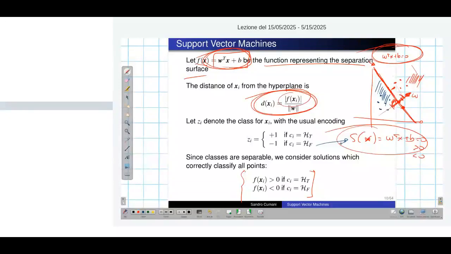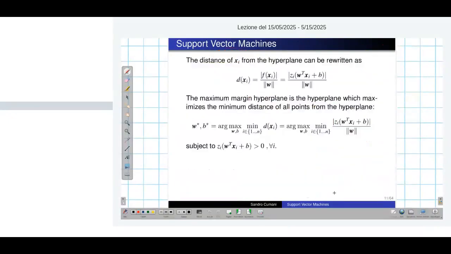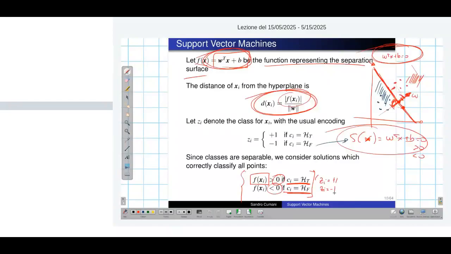So if a hyperplane correctly classifies all samples, it means that the score will be positive for samples of class true and will need to be negative for samples of class false. That is, class Zi equal plus 1, Zi equal minus 1, which I can compactly say as: Zi times F, or S later on, must always be greater than 0. The score times the label must be positive for all the points to be correctly classified. We said this already in logistic regression.